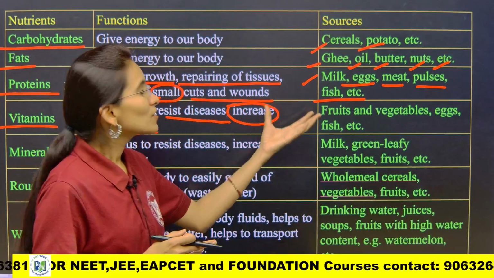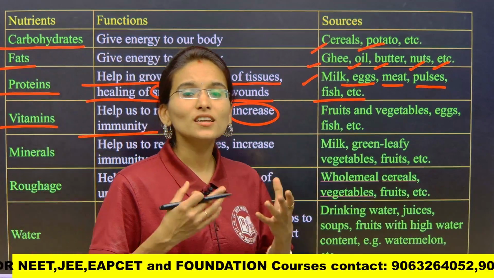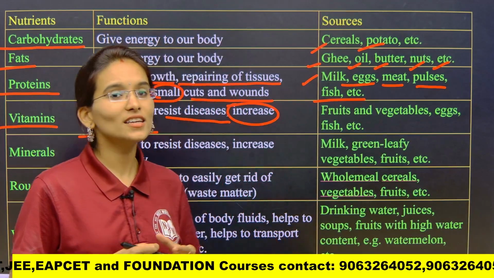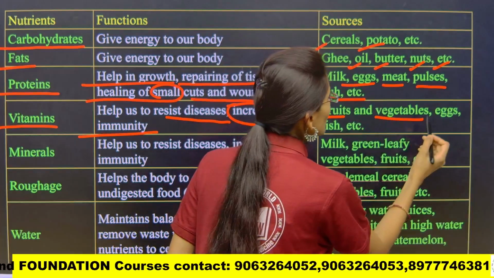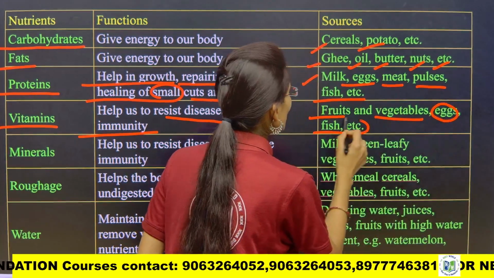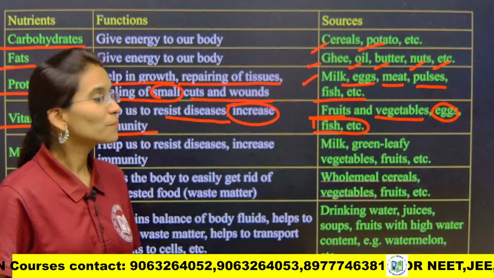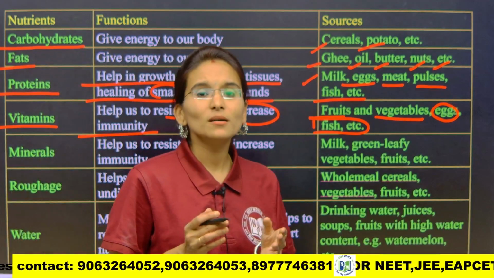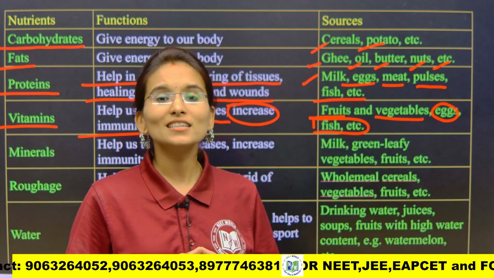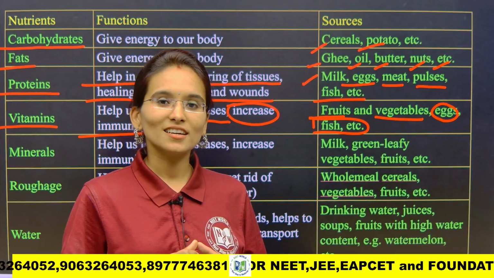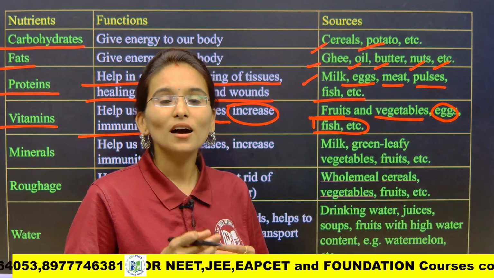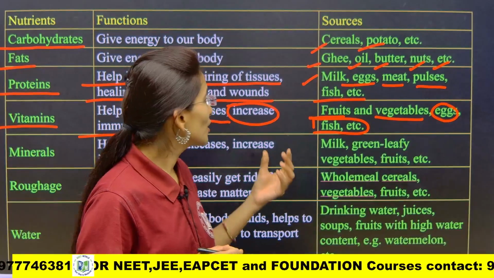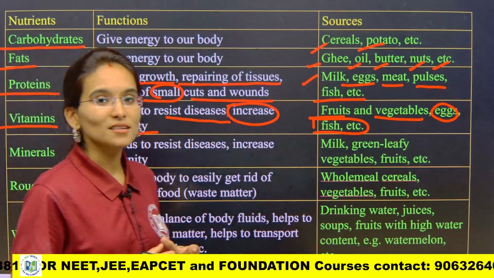And next, in which type of foods can we find the vitamins? We can find the vitamins in fruits, vegetables, eggs, fish, etc. For example, the orange fruit is rich in vitamin C, right. So that contains citrus, which is going to help our body and boost our immune system. Yes students.